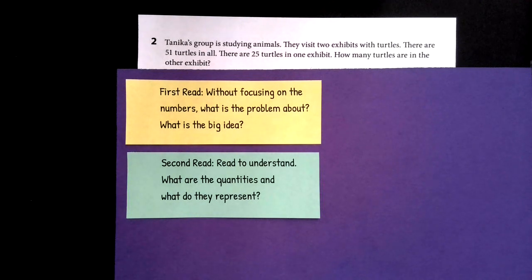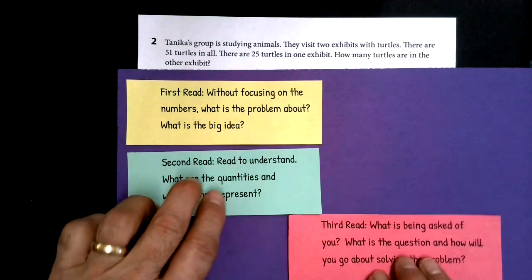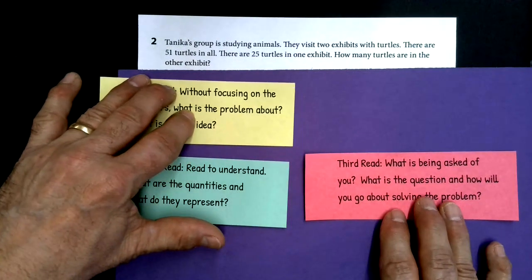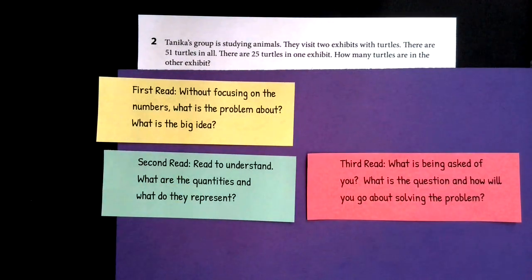Let's read it one more time. Let's get our third read in there. So here's our third read. Oh, I'm going to make myself some more room here. Here's our third read. What is being asked of us? Well, this problem, the question's not hidden. Let's make sure we understand it, though. How many turtles are in the other exhibit? Well, I know there are 25 in one. I know there are 50 in all. It's asking me how many are in the other one, the unknown number of turtles in the other exhibit.